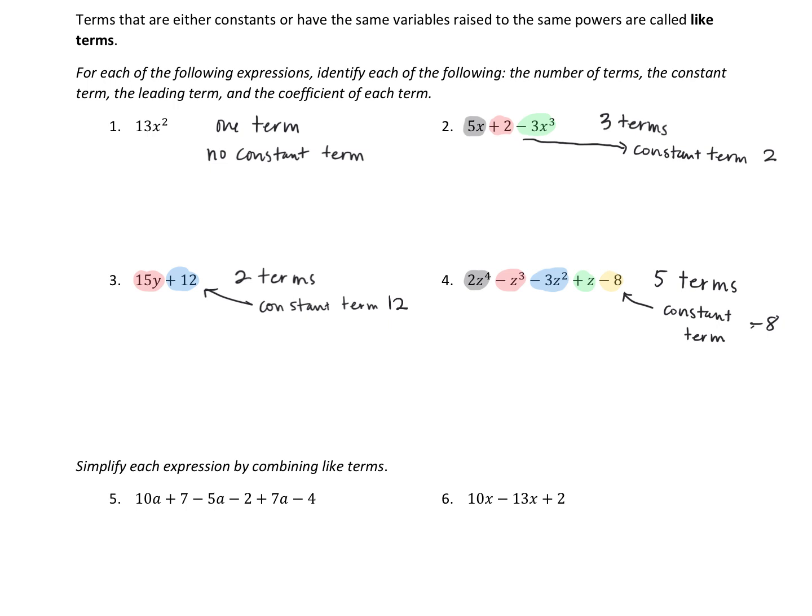All right, next we want to talk about the leading term. I'm going to call it LT for short, leading term. There's only one term for number 1, so that is the leading term because it's the only one. In number 2, the leading term is going to be the term with the highest exponent on the variable. So the first term is 5x, the second one is a 2, and the third one is negative 3x cubed. This cubed, that's the highest exponent. Remember, the exponent on the x is understood to be a 1. So the leading term is negative 3x cubed.